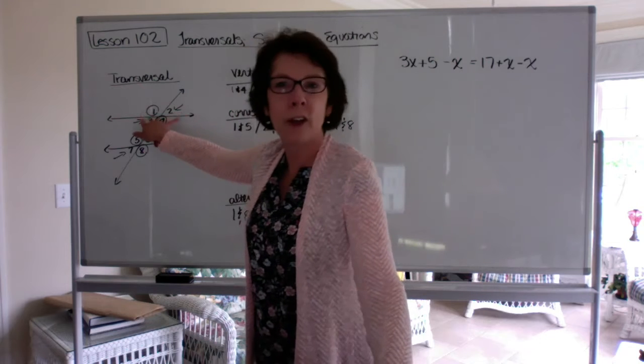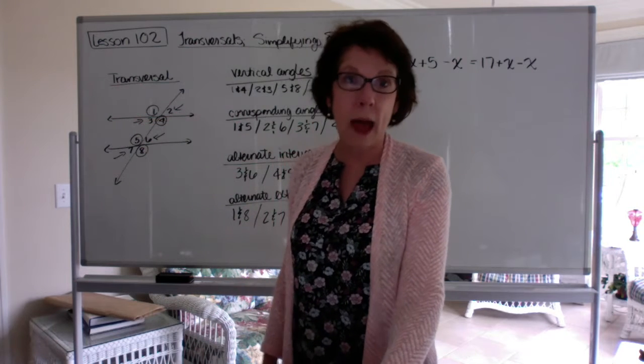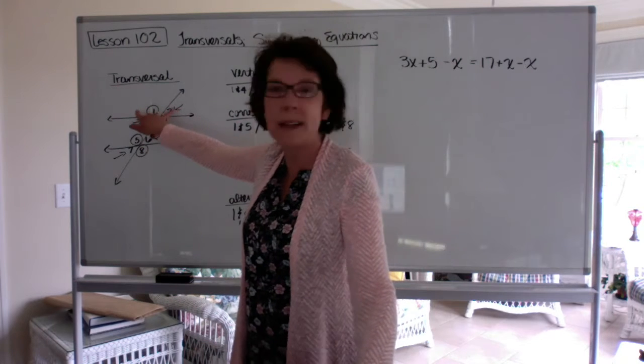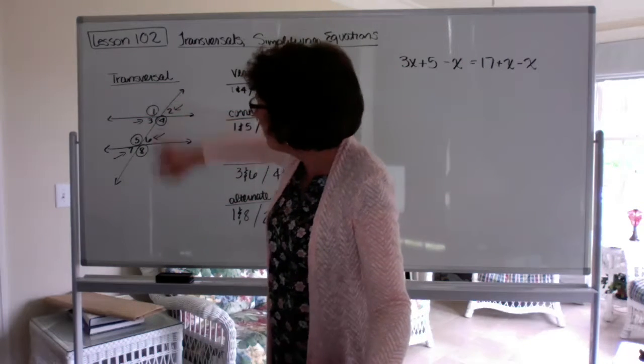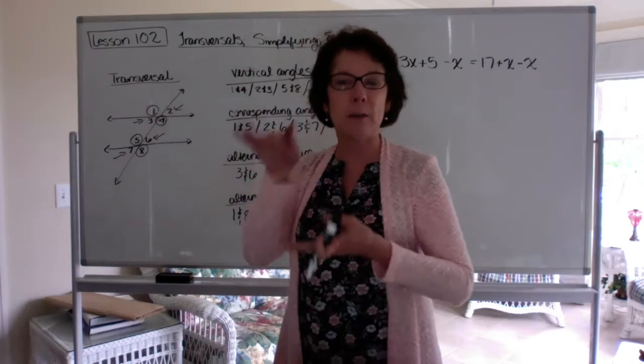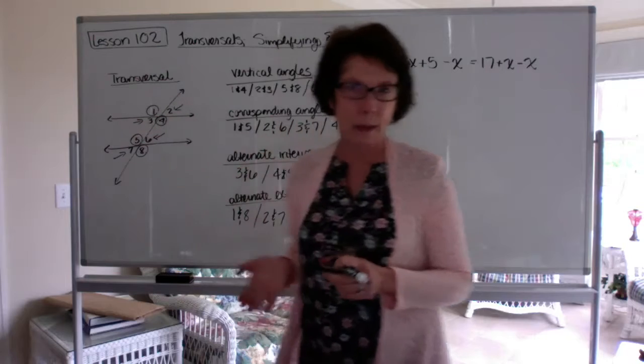The obtuse and the acute are supplementary. They will add up to 180. So 1 plus 2 adds up to 180. 3 and 4 adds up to 180. Actually, 2 and 4 adds up to 180. So every acute and obtuse angle in this setup adds up to 180.